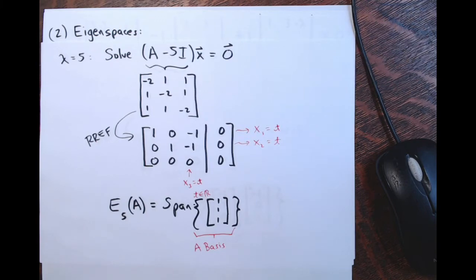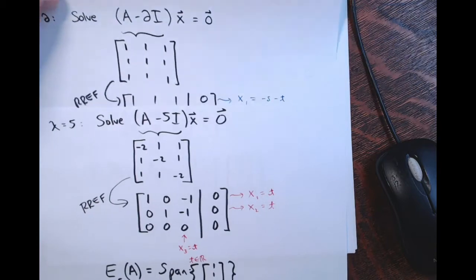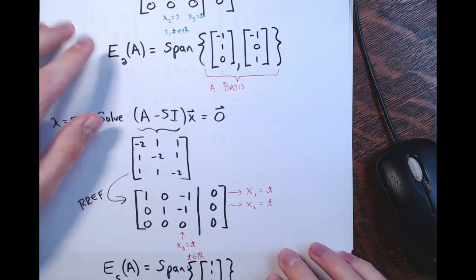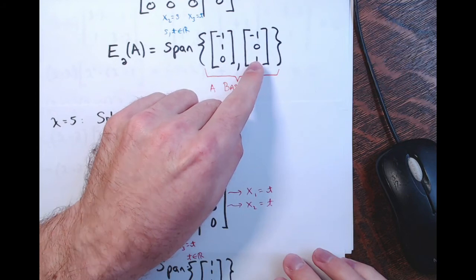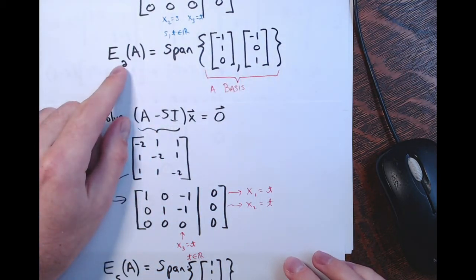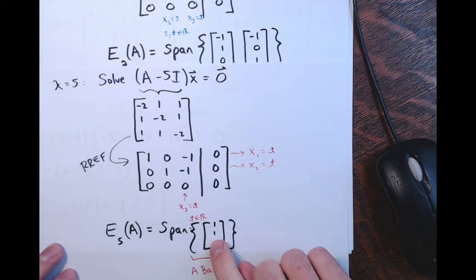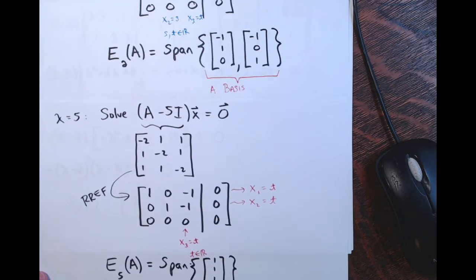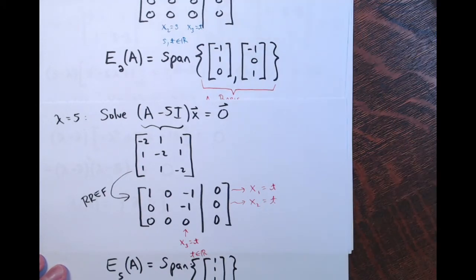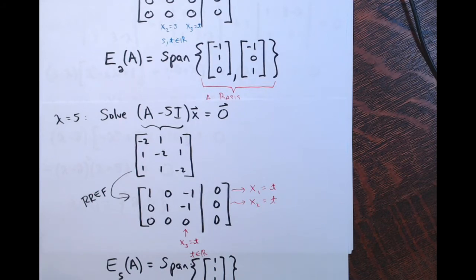Alright. Now I want to take these bases and treat them separately. So this set of 2 vectors is a basis for the eigenspace corresponding to lambda equals 2. And this set with 1 vector down at the bottom is a basis for the eigenspace corresponding to lambda equals 5. I'm going to take each of these bases and from them construct orthonormal bases for these eigenspaces. So I'll call this step 3.